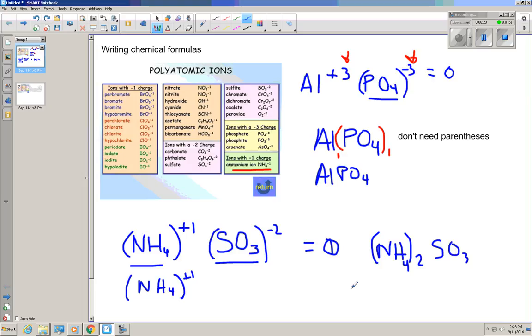Now, to date, we've only talked about ionic formulas, but we will start talking about how to write covalent formulas. They're a little bit different.